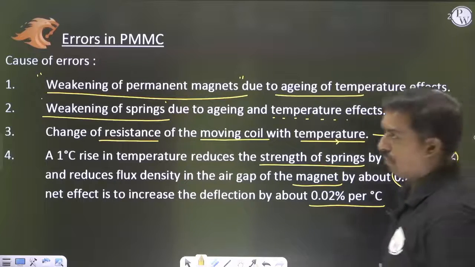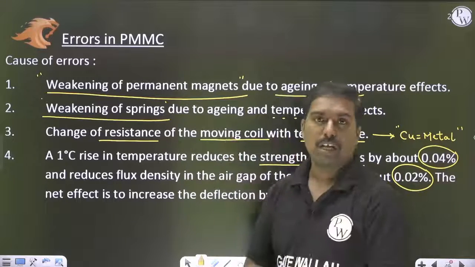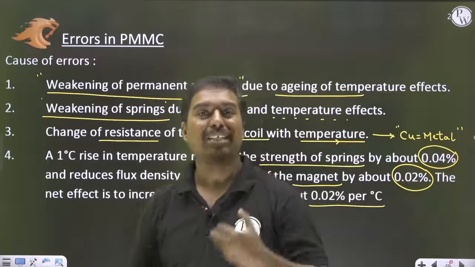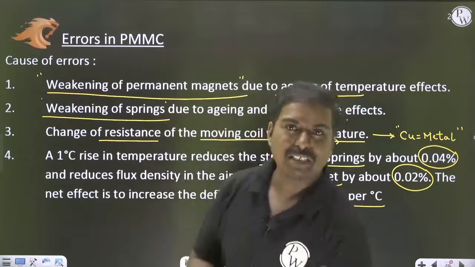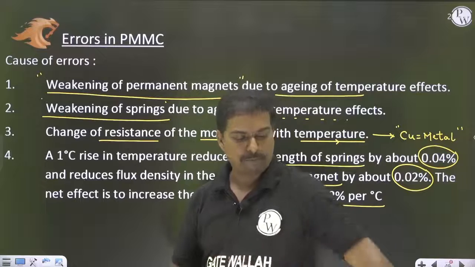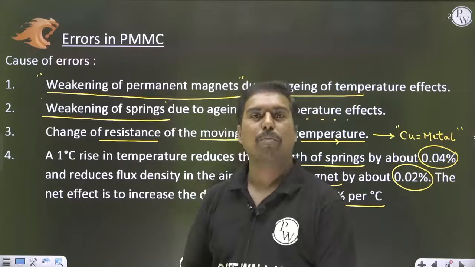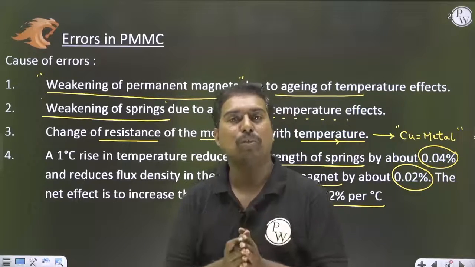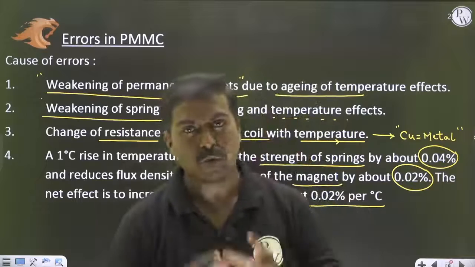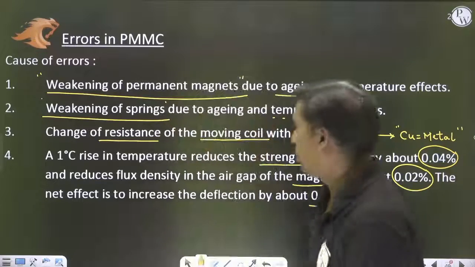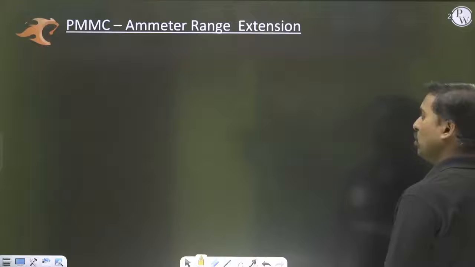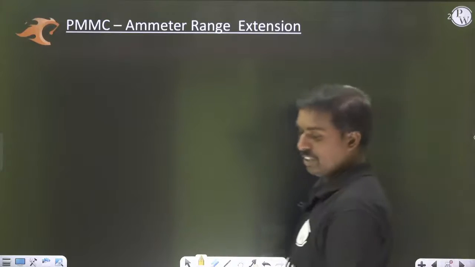And one more error I want to add. Of course, these are the causes of errors, and fundamentally the limitation of the PMMC. What is the basic limitation of the PMMC? It cannot be suitable for AC measurement. It is only suitable for DC measurement. So next we will move to range extension.